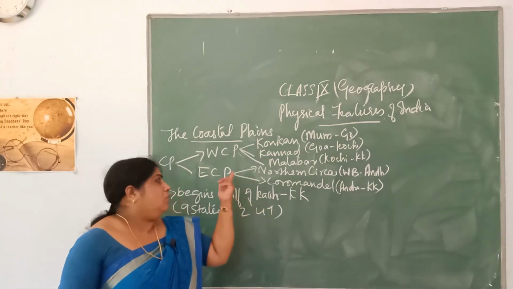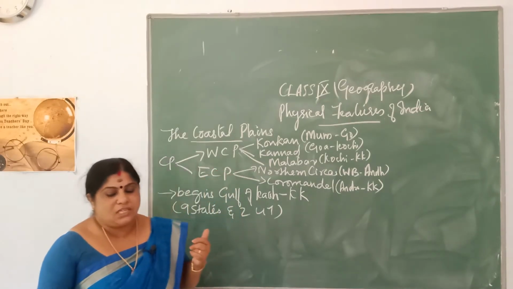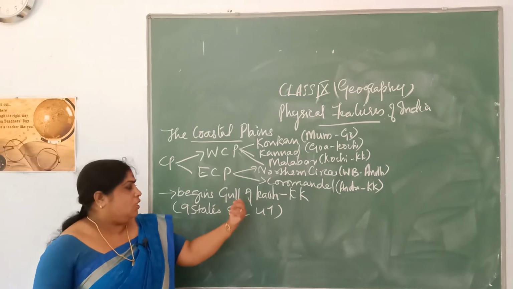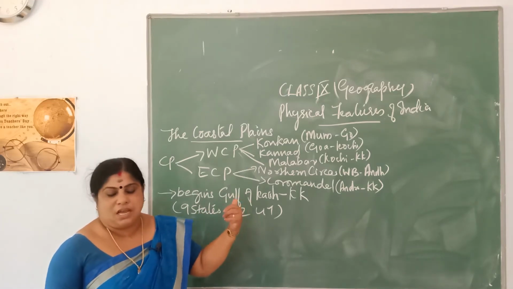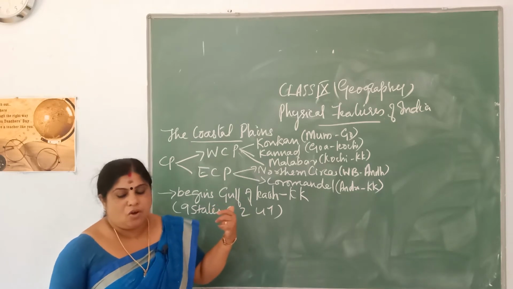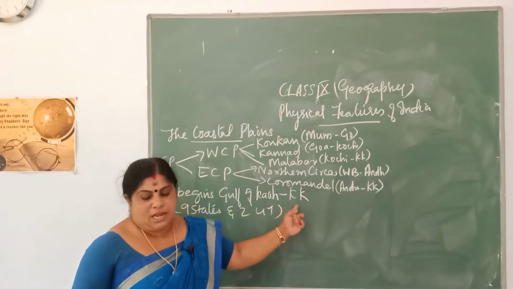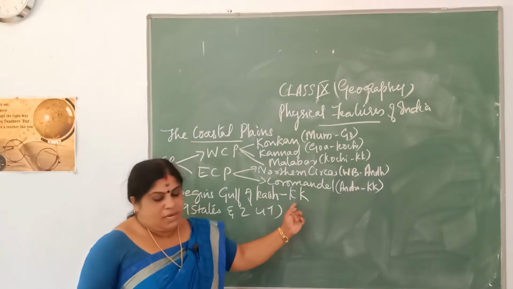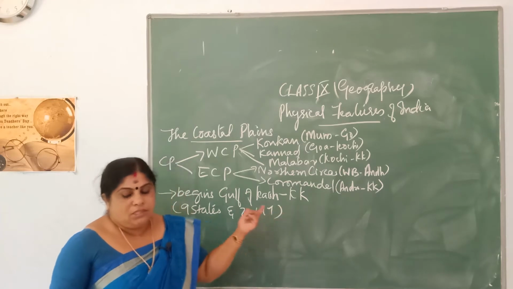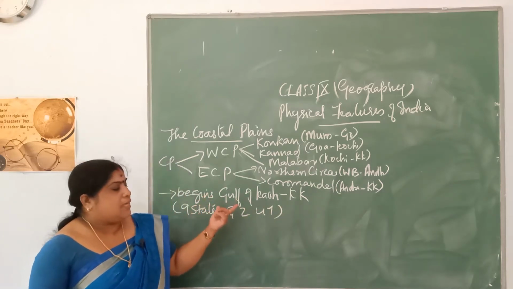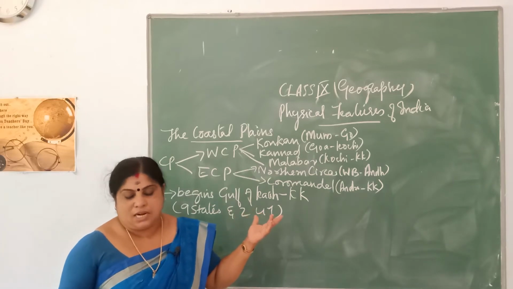Now, moving on to the western coastal plain. Western coastal plain starts from the Gulf of Kutch and moves towards the south through Maharashtra, Goa, Karnataka and Kerala, and it touches Kanyakumari. And Kanyakumari is the southernmost tip of India. Now, this part lies along the coastline of the Arabian Sea and the Western Ghats.